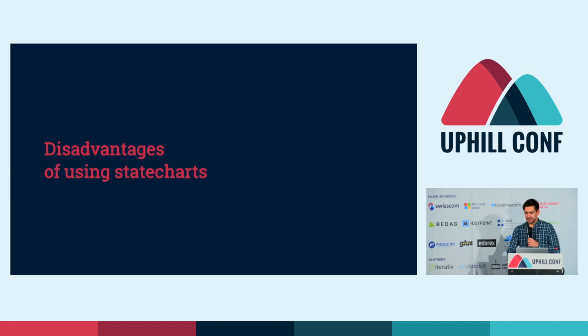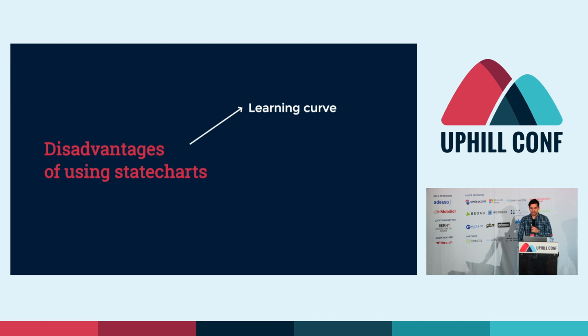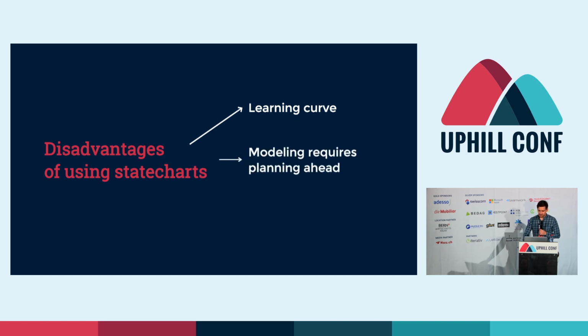So there are disadvantages though. For one, the learning curve, we shift from programming to modeling. So before you even start typing any code in, you have to think about how is this going to work? What are my states? What are my transitions? And how is my entire app going to be modeled? And so this modeling requires a lot of planning ahead. You can't just start coding right away.